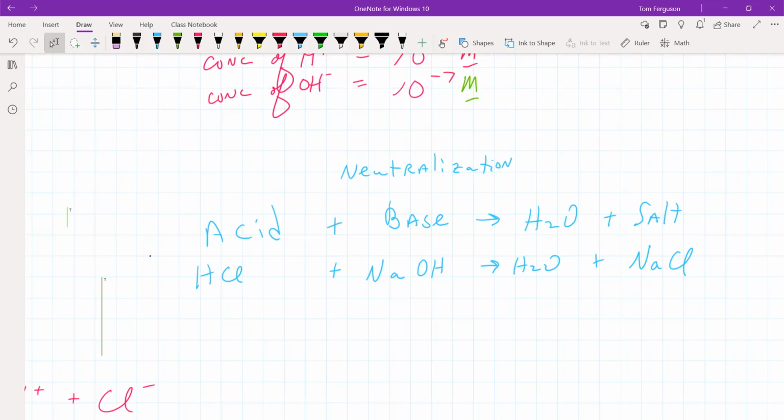So if we take, for example, hydrochloric acid, put hydrochloric acid and sodium hydroxide together, we're going to end up with water. And what's left over, they call that salt. What's left over is a sodium cation and a chlorine anion. Sodium chloride, common table salt.